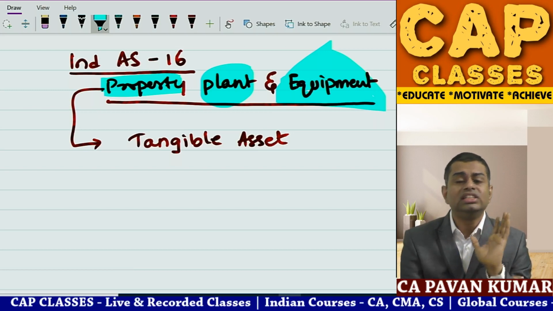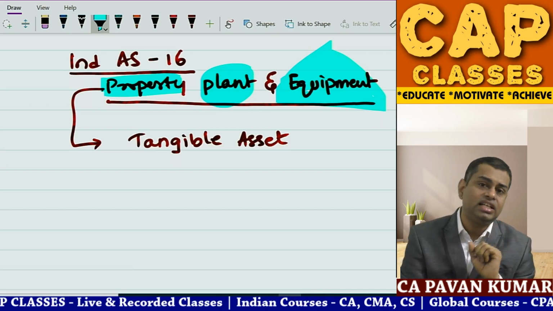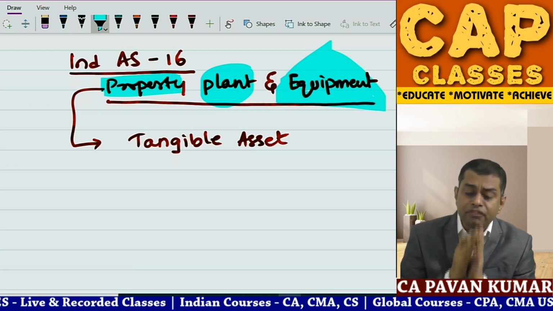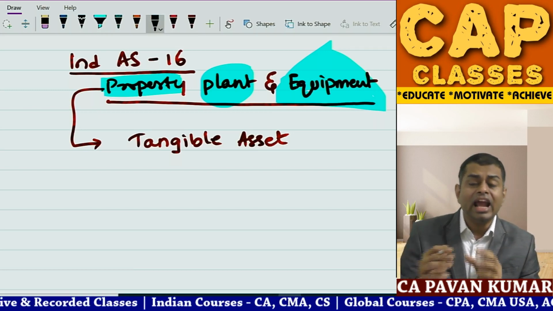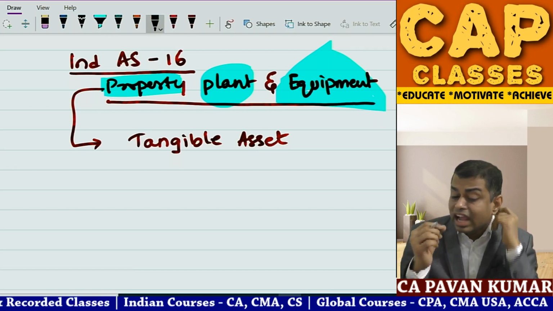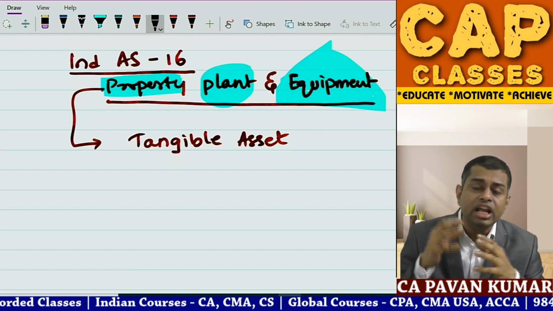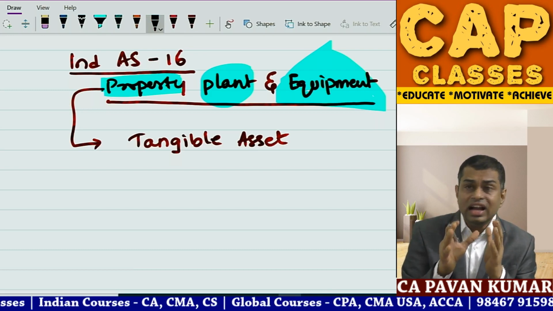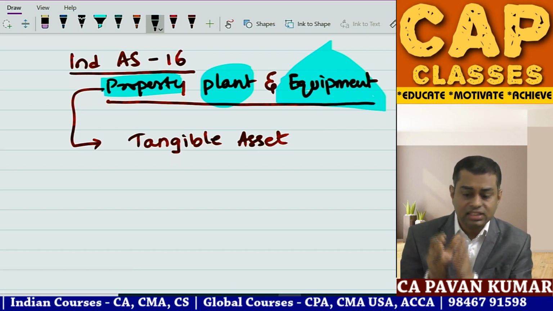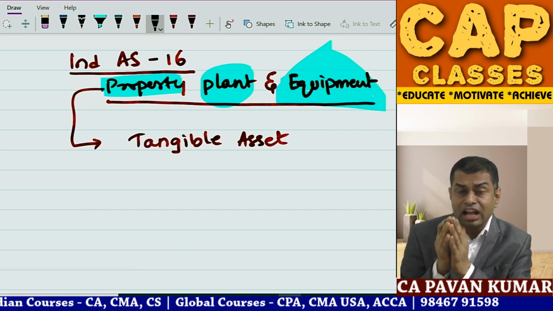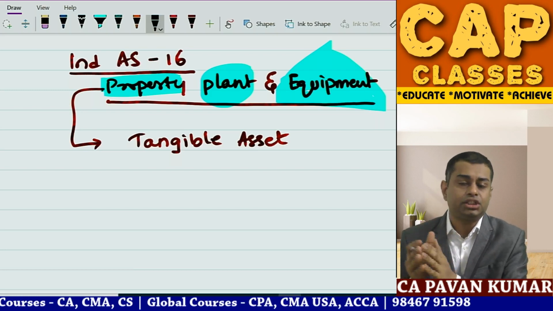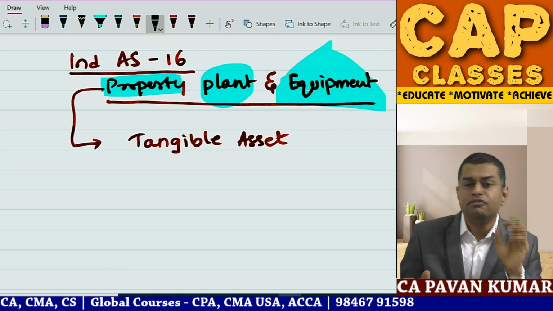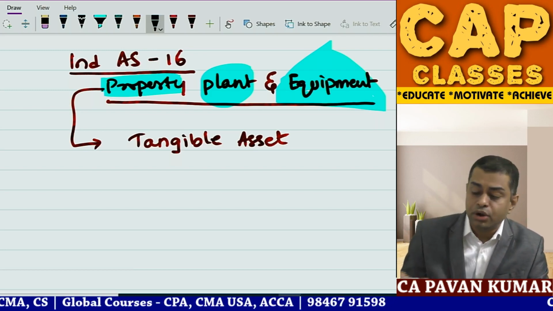So this includes all the tangible assets. We are going to learn everything in the accounting for tangible assets. Now Ind AS property, plant and equipment, the accounting standard in the new generation, is far above your old accounting standard. I'll give you one small example so that you understand.